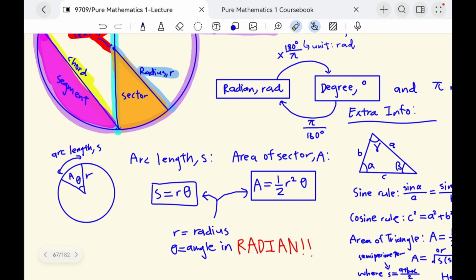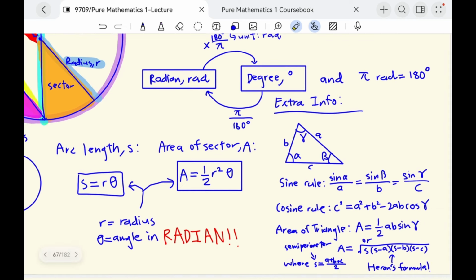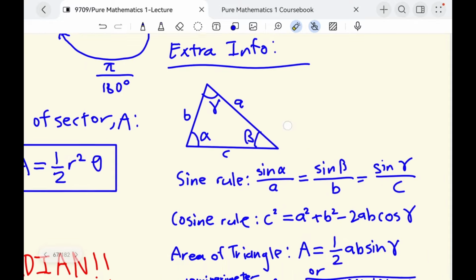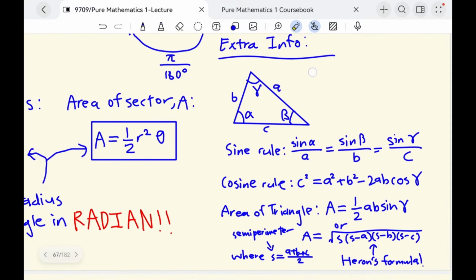Alright, that's the end of this subtopic and this entire chapter for circular measure. But before I proceed to the exercise, I may go through some extra information with you. Sometimes when you are solving questions that involve circular measure, you will get a triangle. Recall that if you are given a scalene triangle inside the circle, you must use the sine rule, cosine rule, or area of triangle to find the angle and the sides of this triangle. Somehow this triangle is not a right-angled triangle or an isosceles triangle.